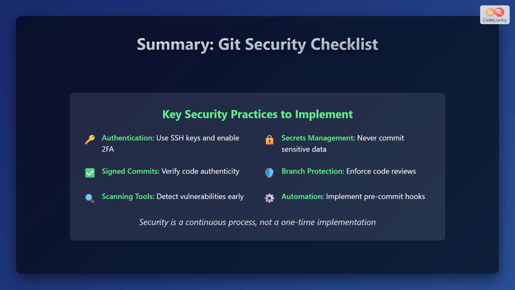In summary, here's a checklist of key security practices to implement. For authentication, use Secure Shell, or SSH, keys and enable two-factor authentication, also known as 2FA. In terms of secrets management, never commit sensitive data. Use signed commits to verify code authenticity. Implement branch protection to enforce code reviews. Utilize scanning tools to detect vulnerabilities early. And automate processes by implementing pre-commit hooks. Remember, security is a continuous process, not a one-time implementation.